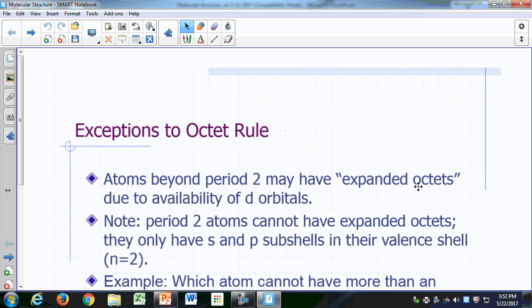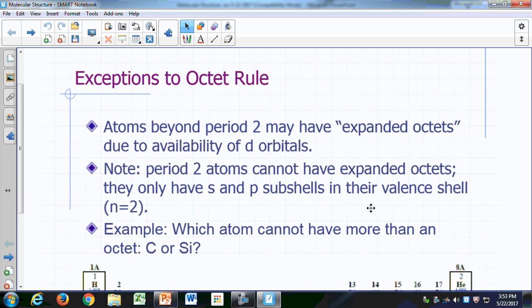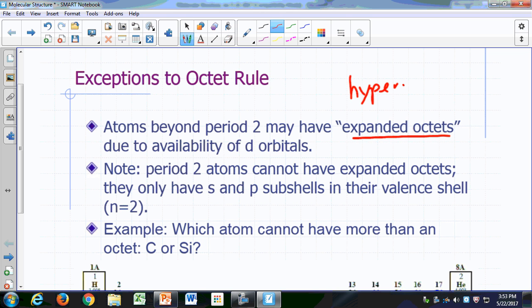Finally, another exception to the octet rule can be observed when dealing with atoms beyond period 2, because these atoms may have what are known as expanded octets. In other words, they can accommodate more than 8 electrons around them. These atoms are said to be hypervalent. So third row and below and beyond, you can have expanded octets.